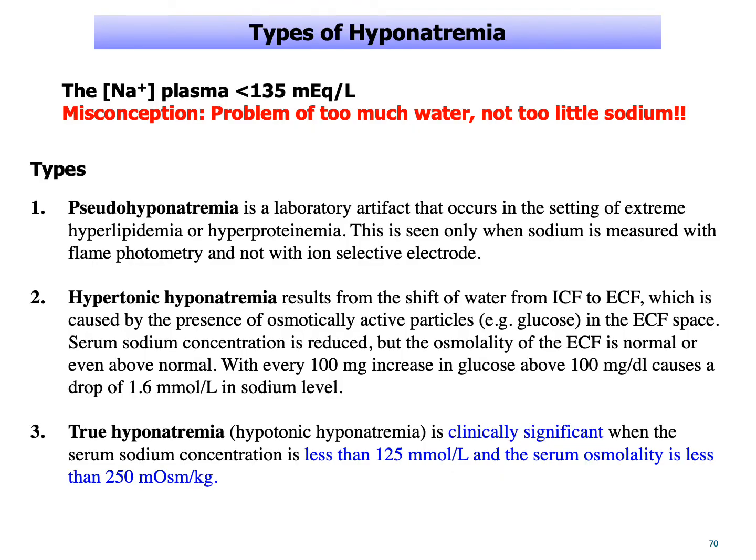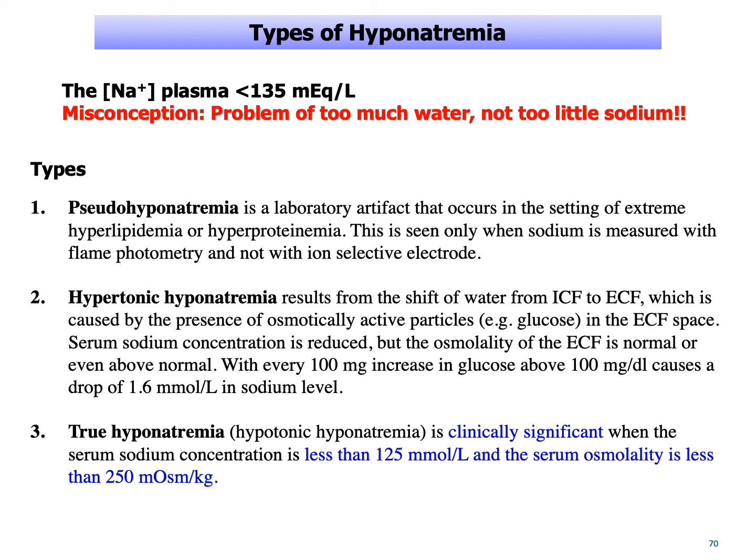Types of hyponatremia. The sodium plasma concentration is less than 135 milliequivalent per liter. There is usually a misconception. This is a problem of too much water and not too little sodium. There are different types. There is the pseudohyponatremia.